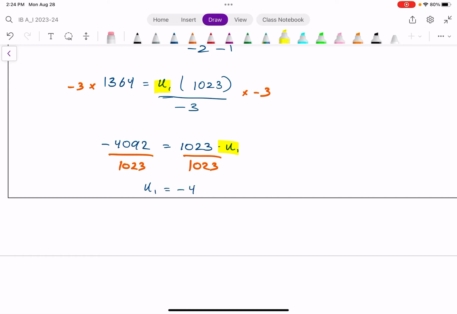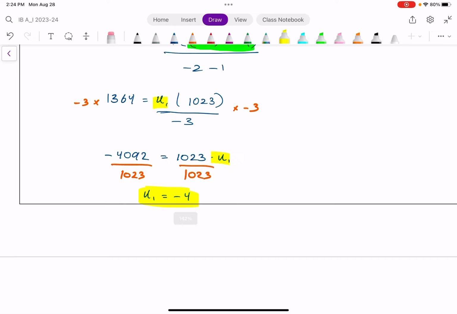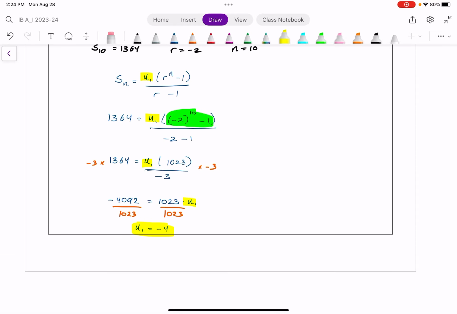Keep in mind our first term, in this case, is a nice whole number, a negative value. But terms can be negatives, terms can be decimals and fractions. Term numbers, we can never have a negative 4 as a term number. But as a term, that's okay. So the first term here is negative 4.